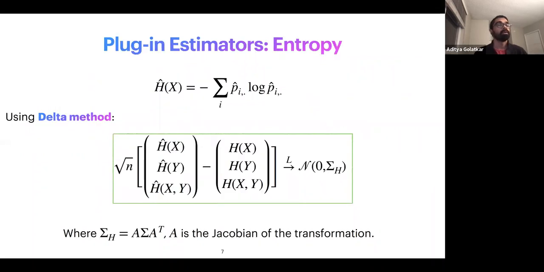Based on the empirical distribution which we obtain from the data, we can simply plug it in the entropy definition, and we can obtain an estimator of the entropy for a particular random variable. Then using the delta method, we can trivially compute the Jacobian, which is the derivative of p log p, and we can show that the entropy estimator is asymptotically normal, and it converges to the true entropy in the infinite limit. Here sigma h is the covariance for the entropy estimator, which can be calculated using the delta method. Next slide, please.